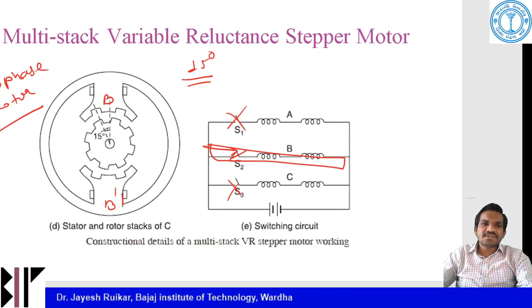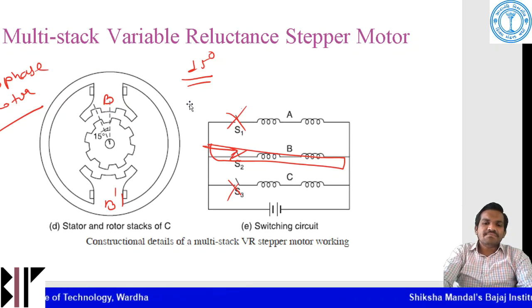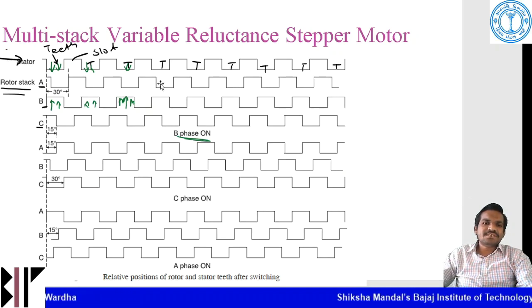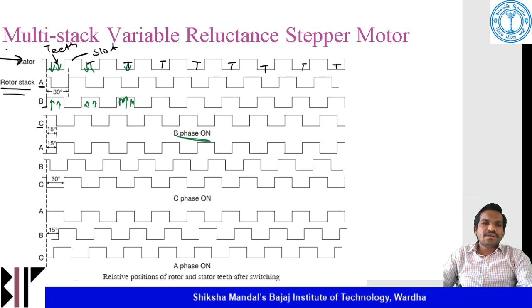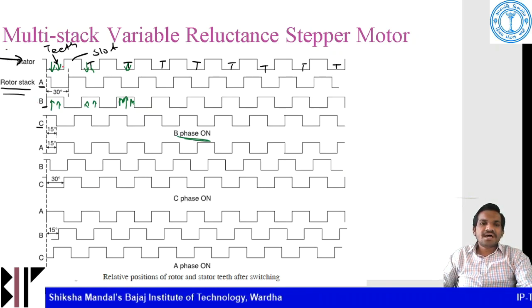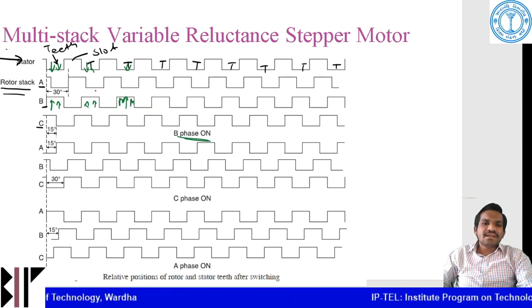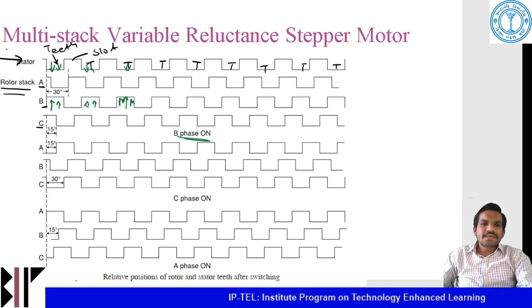Here in this case you can see that your S2 is closed. S2 is closed, that's why your B is on, or you can say B phase is energized, and that's why the stator and rotor of B are aligned to each other in all the conditions. Okay, so when they are aligned, their magnetic flux is produced. So this is in terms of B phase being on.